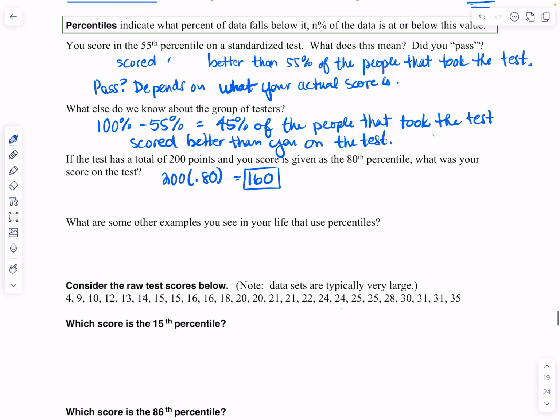What are some other examples that you see in life that use percentiles? GRE test, SAT, usually anything standardized will give you that information. Oh, babies' weights and heights are on percentiles as well.